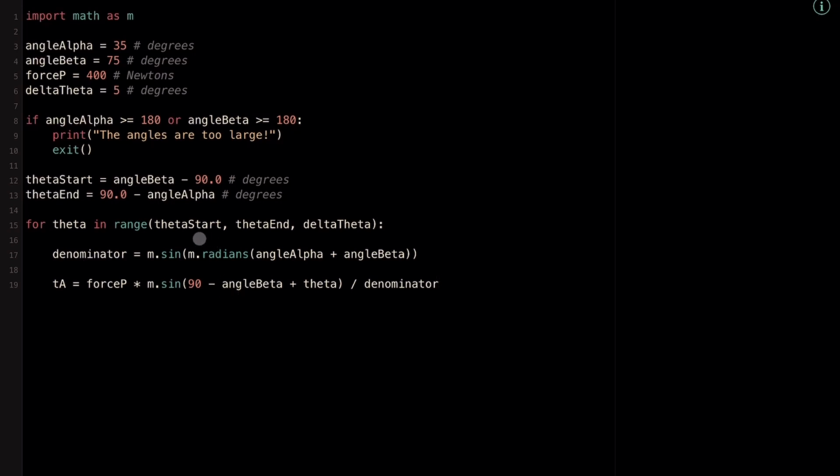Okay, so just like in the last line on line 17, we had to convert these values from degrees to radians.